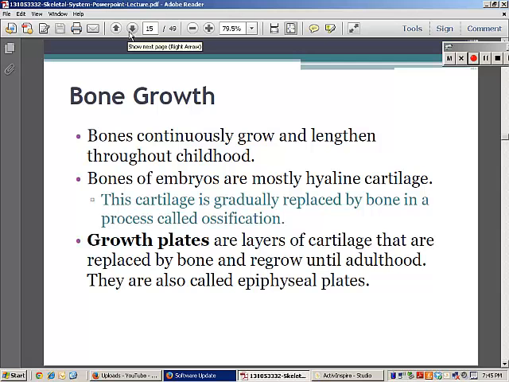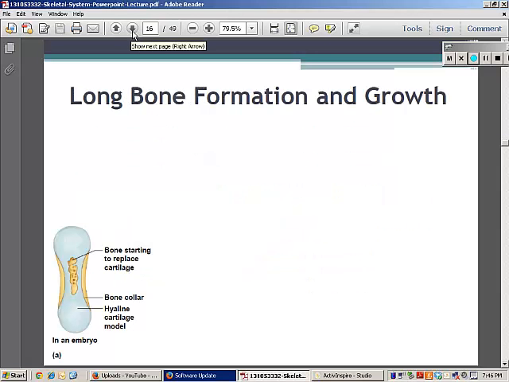How this usually happens is at growth plates. If you want to get more scientific about it, they're called the epiphyseal plates. These are layers of cartilage that are being replaced, or ossified, by bone in order for us to grow until adulthood and get to a final length. So I have that here.